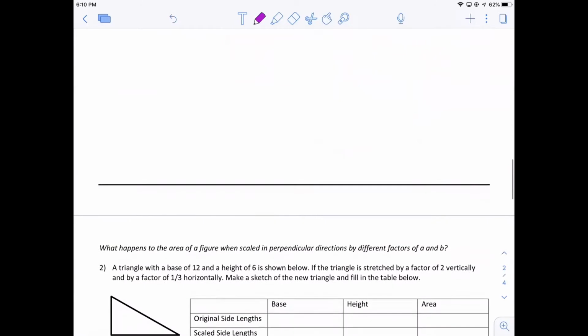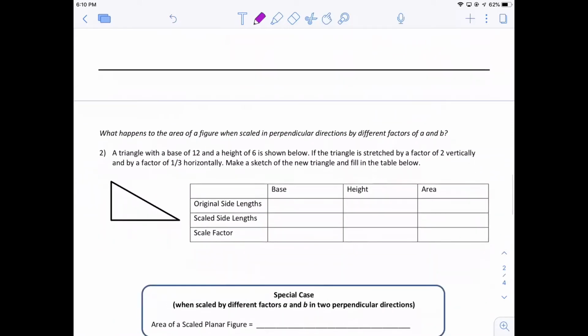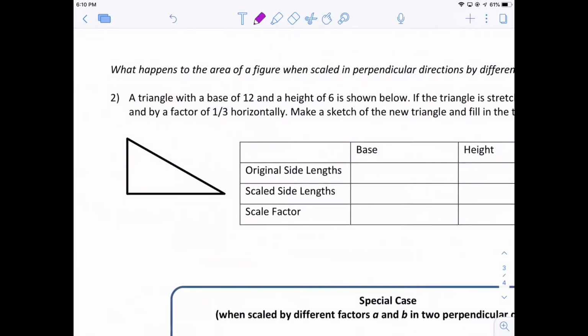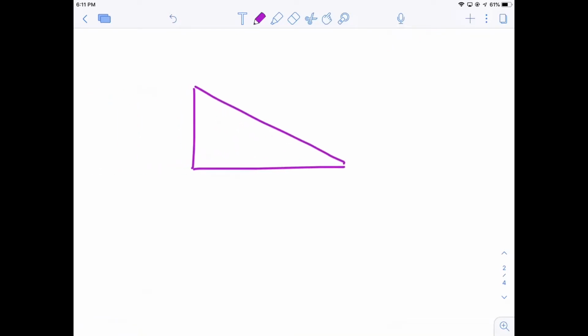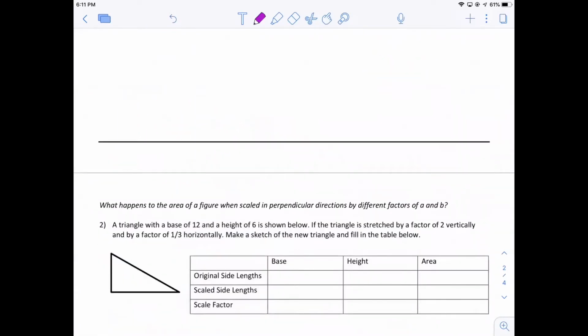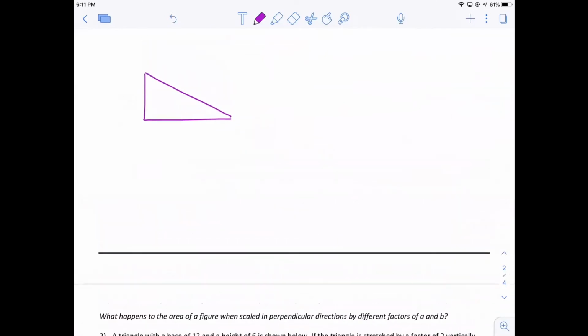So the new stuff for today is what's going to happen to the area when we scale it in perpendicular directions by two different factors of a and b. Right? So earlier on, when we had, let's say, I'll draw a triangle. Let's say, I'm going to keep the same units, base of 12 and height of 6.